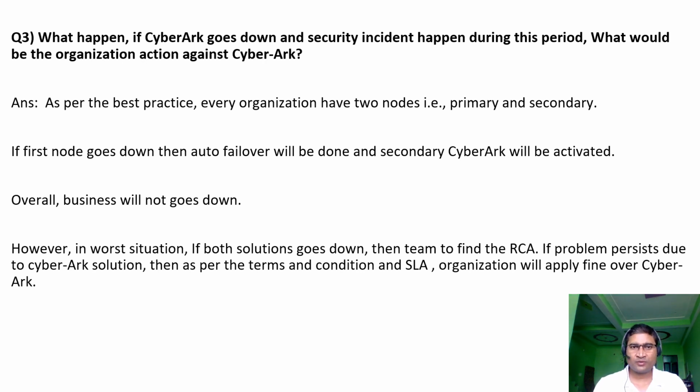So guys, as per best practice, every organization has two nodes, a primary and a secondary, right? If the first node goes down, then auto failover. Auto failover means an automatic switch will be done and the secondary CyberArk will be activated if the first one goes down. So overall business will not go down, because one of the CyberArk nodes, primary or secondary, is up, right? So guys, overall our business will not go down.